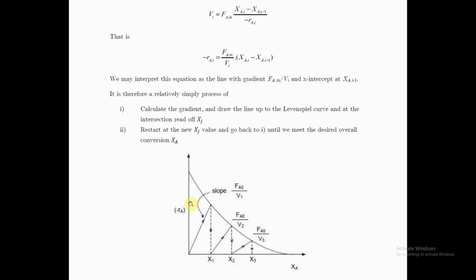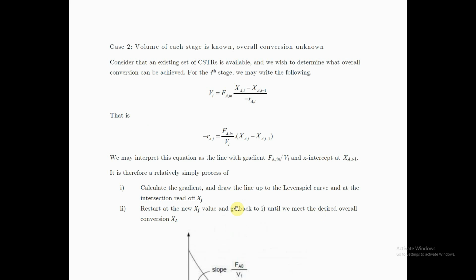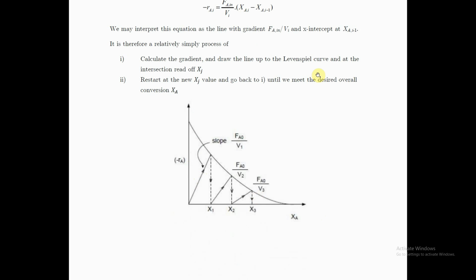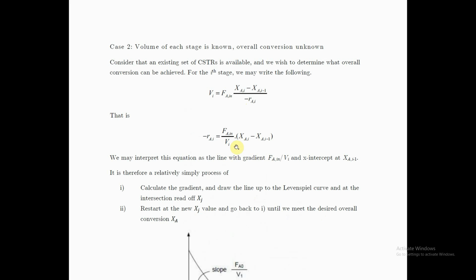So we keep doing that. However many reactors we have, we look at the volume, and then we take that ratio, and that tells us the slope. And so we use the slope, and where that hits RA, then that tells us the conversion. So it's as easy as that. If you want to do it graphically, you don't really need to do it graphically. You can just use this equation.